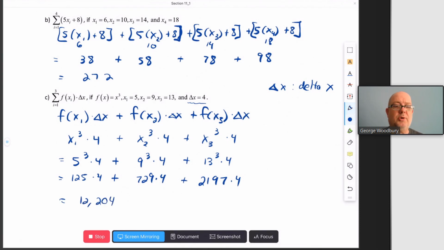By the way, notice that we're multiplying by 4 in each of those terms. We really could factor that 4 out and just take the sum of the 3 cubes and multiply that by 4. We'll talk about those kind of strategies in the next video, and I'll see you there.